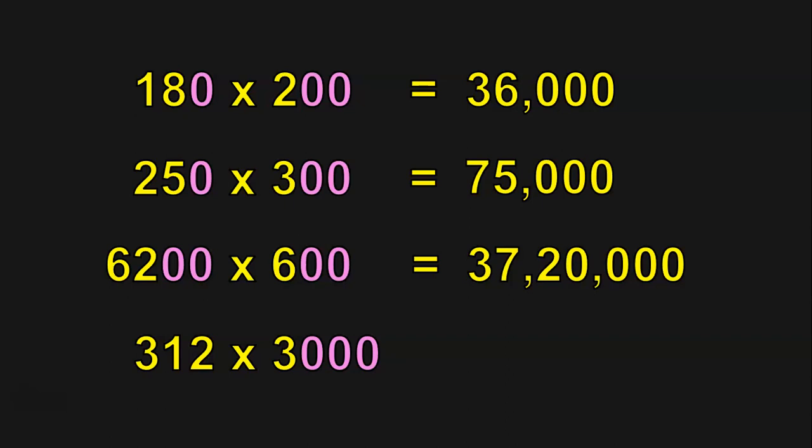312 into 3,000. So what do we have to do here? First multiply 312 into 3. What is 312 into 3? You will get 936. Add 3 zeros to the end of the number, which will give you the product 9,36,000.